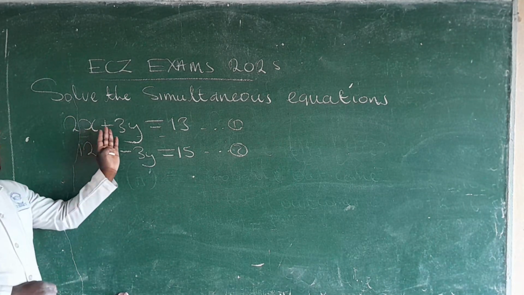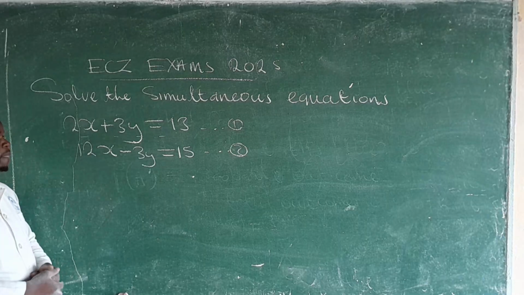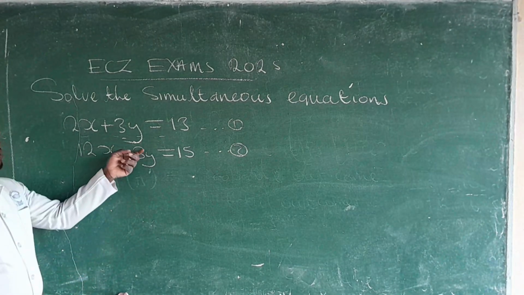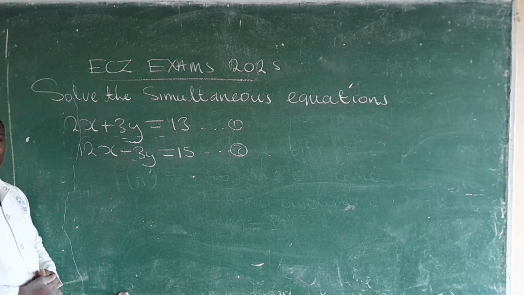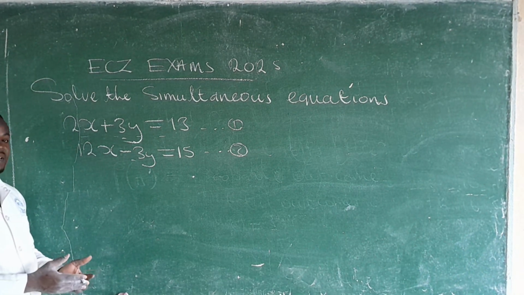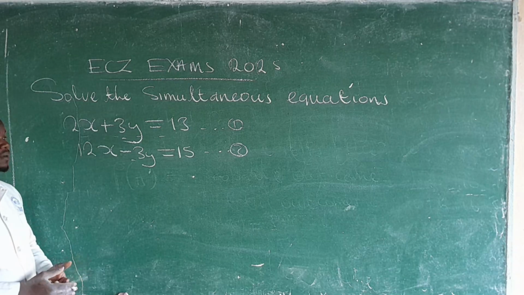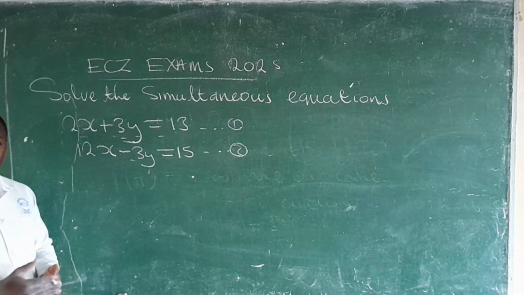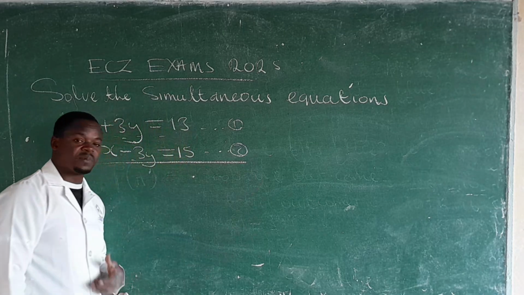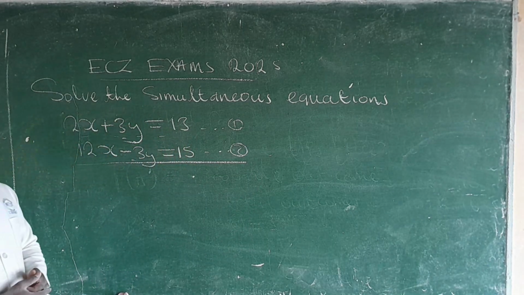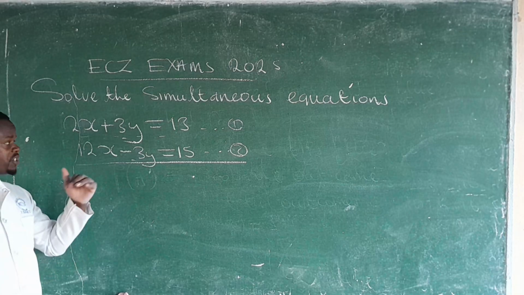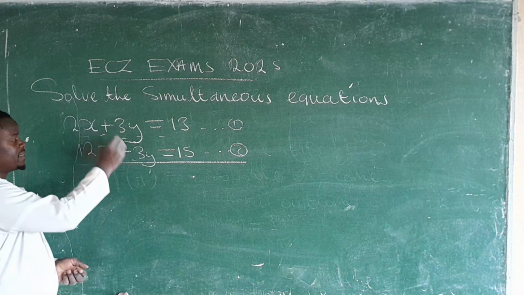We move on to the second terms. We have this term and that term. We check the coefficients and we notice that they are equal. Since we have identified a set of coefficients that are equal, we can apply the elimination method. So what I'm going to do is draw a line, and from here I will focus on these two. What I'll do is check the signs.